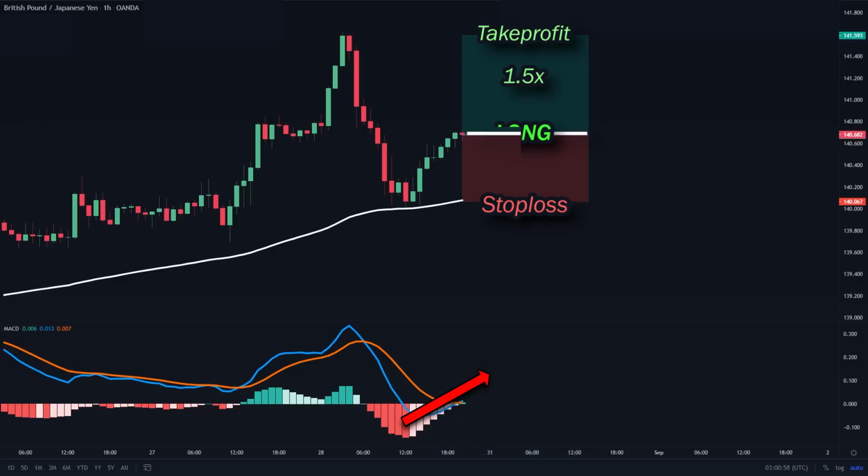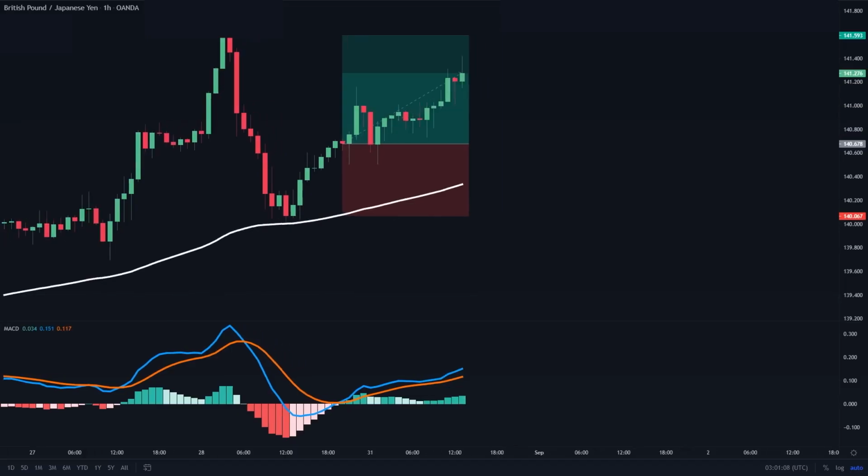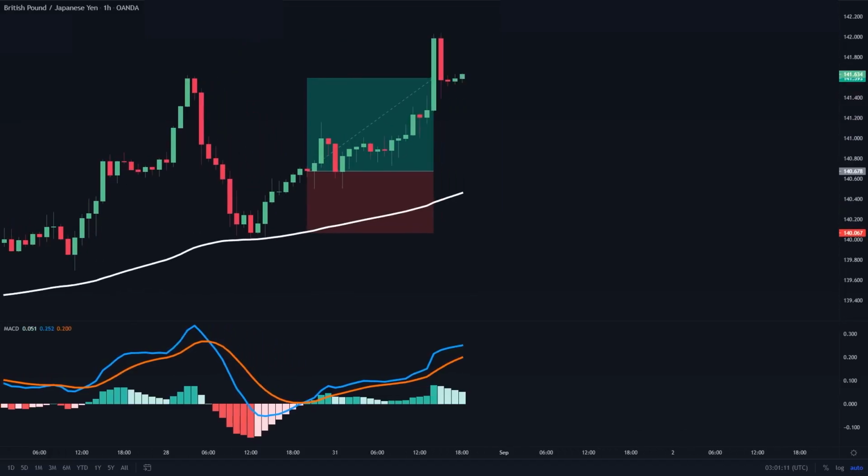And as you can see, this trade ended up being profitable. So let's look at another example.